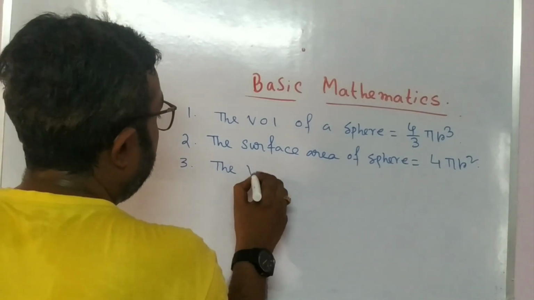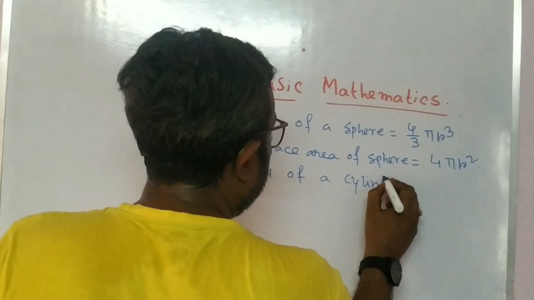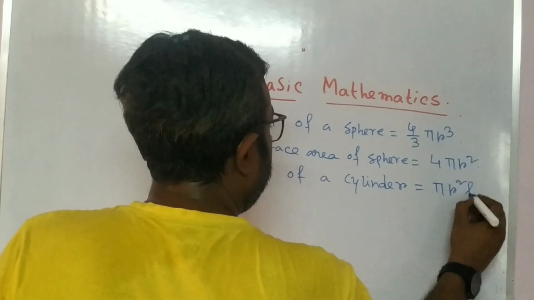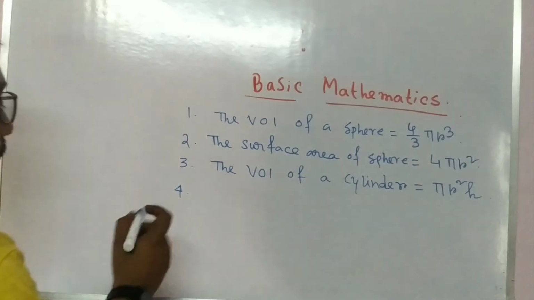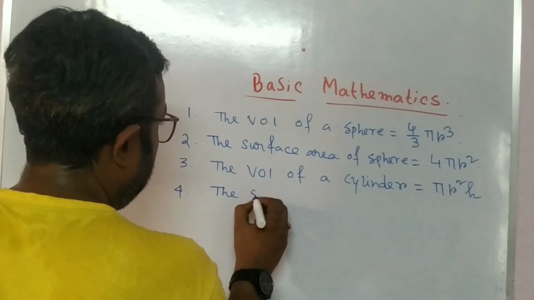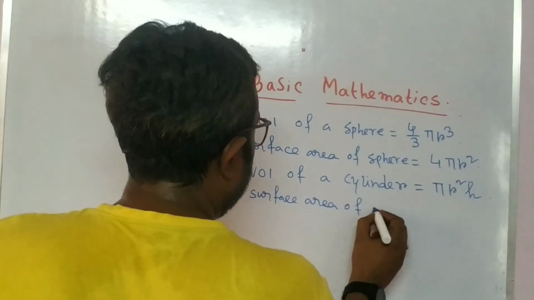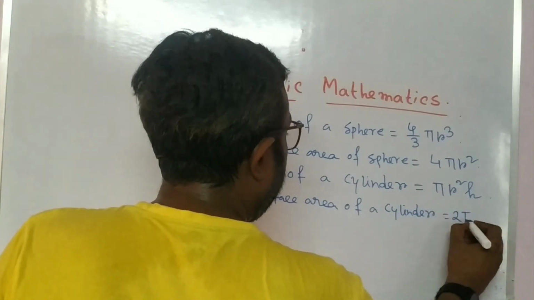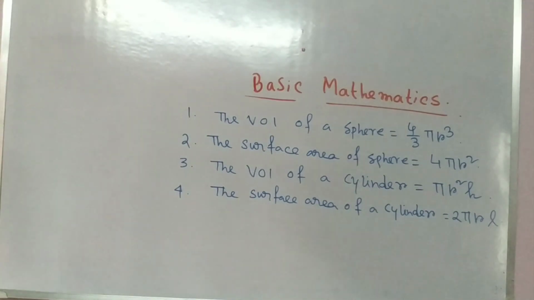And the third one, the volume of a cylinder, that is pi r square h, and the next one is the surface area of a cylinder, that is 2 pi r l. These are the most important formulas we need to learn, right?